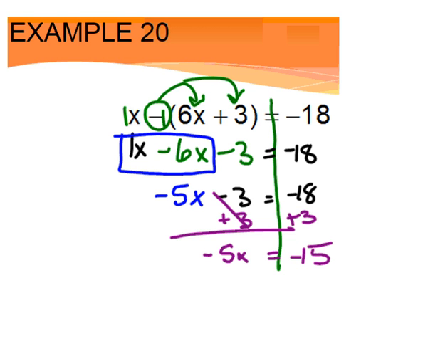Last but not least, we want to inverse the coefficient. The coefficient here is -5, and it's multiplying, so I'm going to divide by that coefficient of -5. The coefficients will cancel and leave me with x equals a +3.